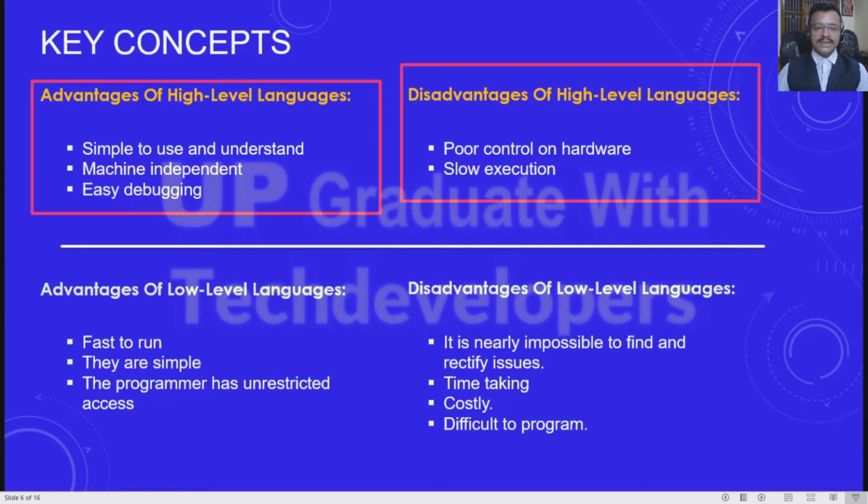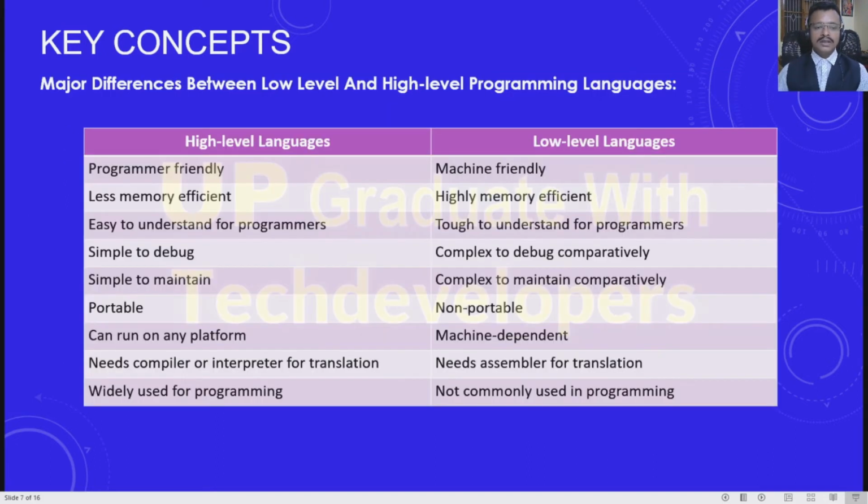If we talk about the disadvantages of low-level languages, the first disadvantage is it is nearly impossible to find and rectify the issues. The second disadvantage is that it is time-taking. And the third, they are costly. And finally, they are difficult to program. So these are the advantages and disadvantages of high-level and low-level languages. Let us see the major differences between the high-level and low-level languages.